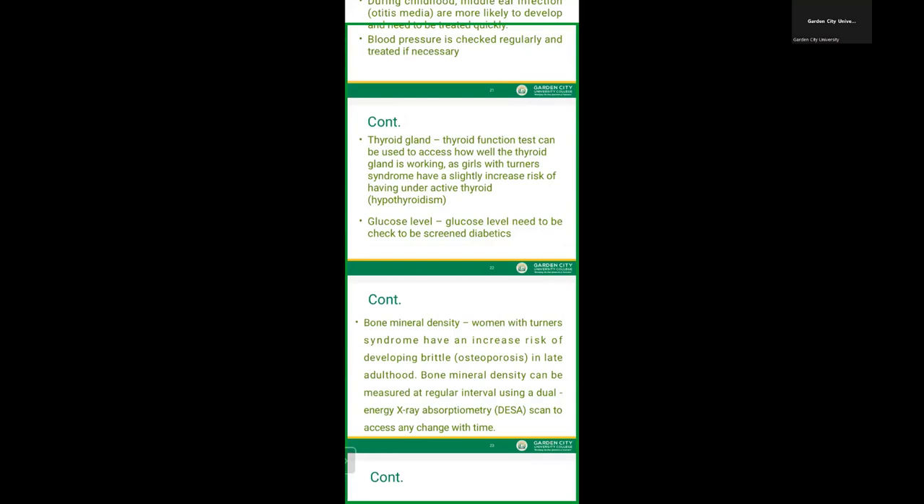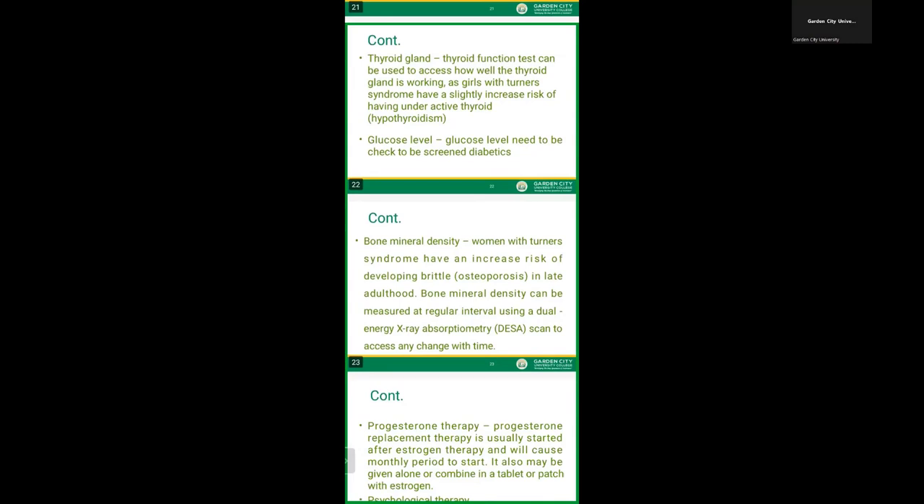So please, we also have their glucose level that needs to be checked for screening to rule out diabetes. Then bone mineral density. Women with Turner syndrome have an increased risk of developing brittle bone, that's osteoporosis. So a scan has to be done to assess if need be, then they're treated accordingly. Then the progesterone therapy, since it's also a hormone that can decline, it also has to be supplemented. So a replacement therapy will be done.